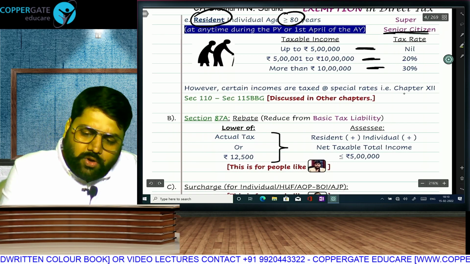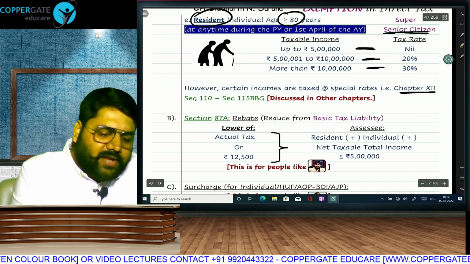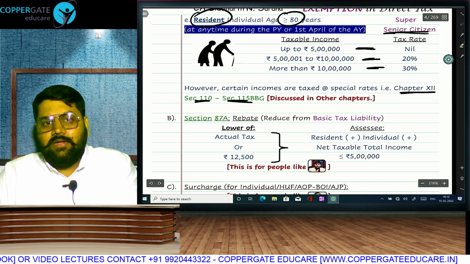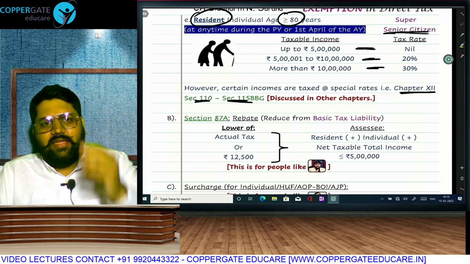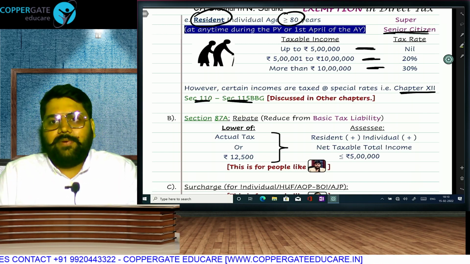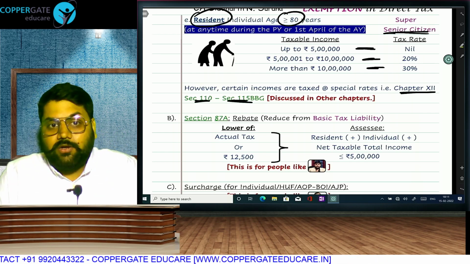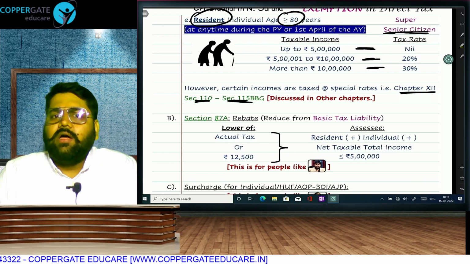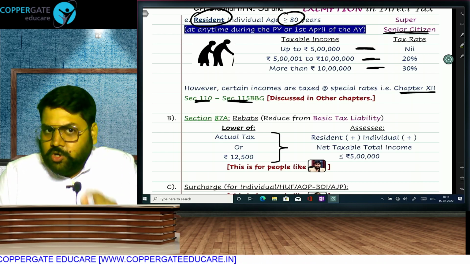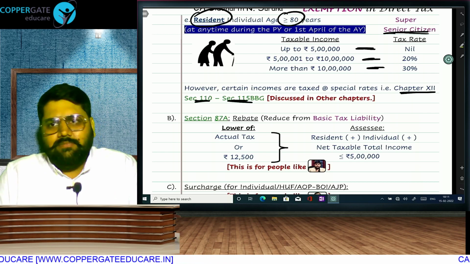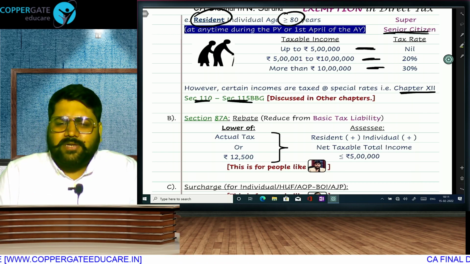Apart from that, we are all aware of chapter 12 special rates of tax, starting from section 110 ending at 115BBG. This is the section range where you will get your 111A of short term capital gain, your 112 of long term capital gain, 112A if it is stock market long term capital gain, your casual winnings. This is revision class. So I know you are aware that there are some incomes which are not taxed at slab rates. A separate rate of tax is prescribed for them, and for which we have our separate chapter, special rates of tax.